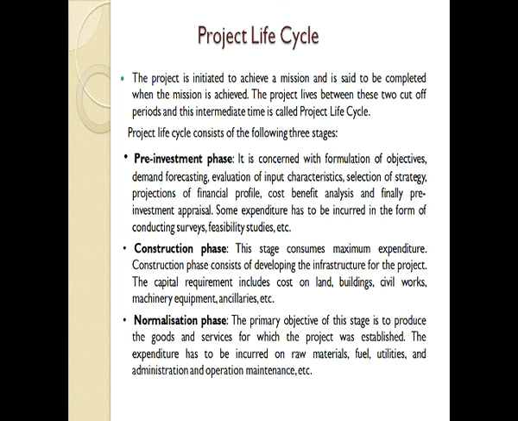Every project has a life cycle. The project is initiated to achieve a mission and is said to be completed when the mission is achieved. The project lives between these two cutoff periods, and the intermediate time is called the project life cycle. The project life cycle normally has three stages: one is the pre-investment phase, another is the construction phase, and the third is the normalization phase.